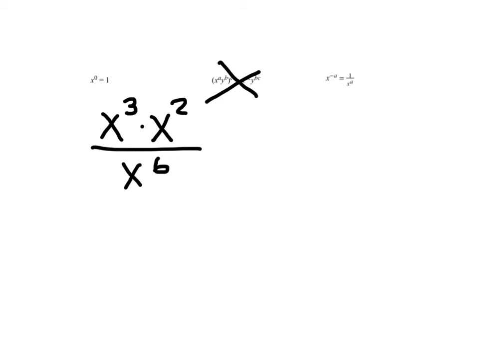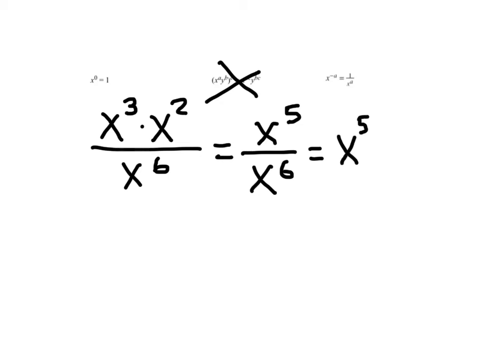Alright, welcome back from pausing the video. In the numerator, we're multiplying two numbers with the same base. So add the exponents. X cubed times x squared would equal x to the 3 plus 2, which is 5. So that's x to the 5th. Okay, now we're dividing. Since I'm dividing numbers with the same base, subtract the exponents. This would equal x to the 5 minus 6. So that equals x to the negative 1 power. That would be an acceptable answer.